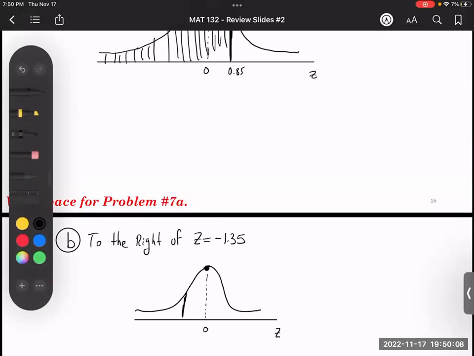So let's say it's somewhere around here. Let's say this is negative 1.35. Now, don't get me wrong. The area that we're shading now has to be to the right of the z value. Okay. That's where you're getting mixed up. I'm asking you where the value is located on the line, but the area that you're shading now is this piece.